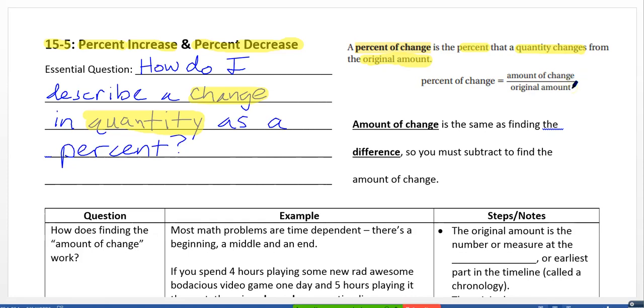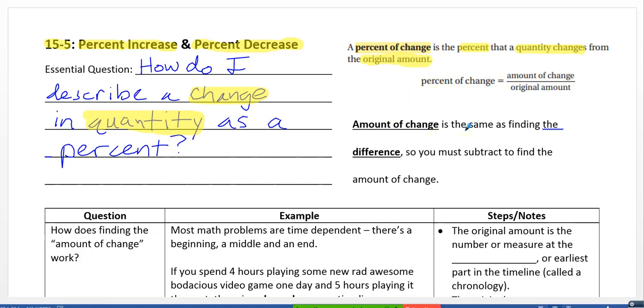Now, it could decrease, right? What if I'd started at 10 and went to 7? The amount of change would still be 3. You'd find the difference of the two numbers. 10 minus 7 is 3. It's always positive, that amount. But then you put that as a ratio of the original amount, which was 10 in that case. So then it would be 3 over 10. And then you can convert that into a percent.